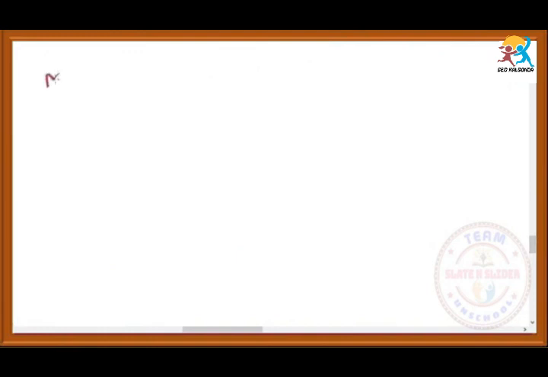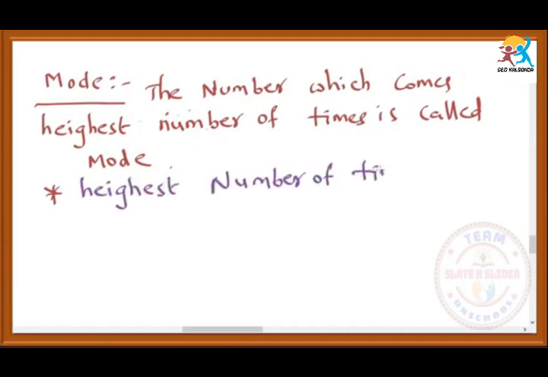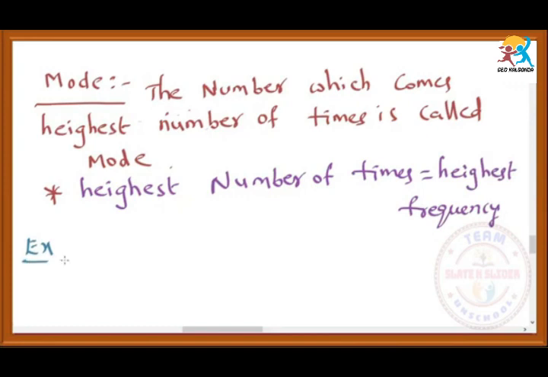How to find the mode of the data? This is very simple. The number which comes most of the times is the mode. Highest number of times means highest frequency. As we write the star mark, highest number of times is equal to highest frequency. Let us take one example. Suppose 20, 30, 40, 50, 60. So what is the mode? Find the mode.